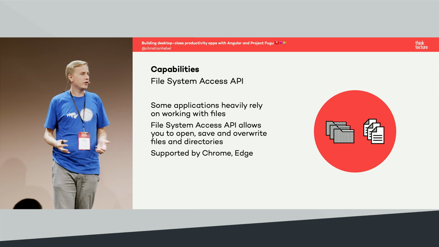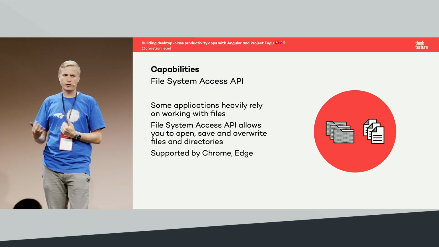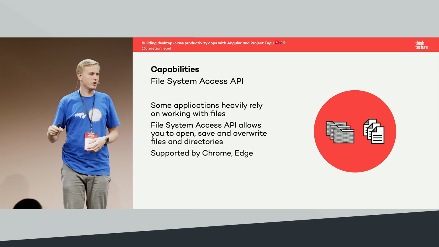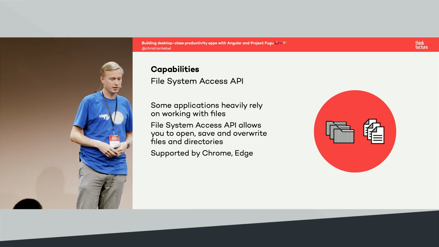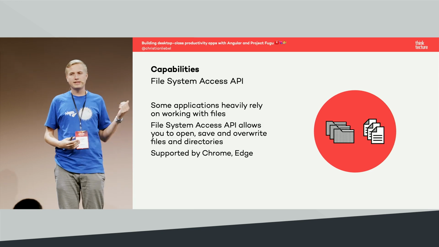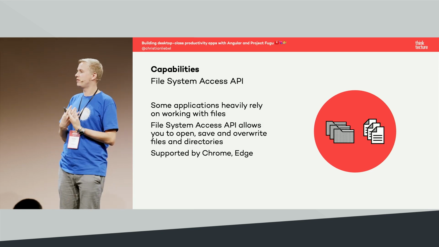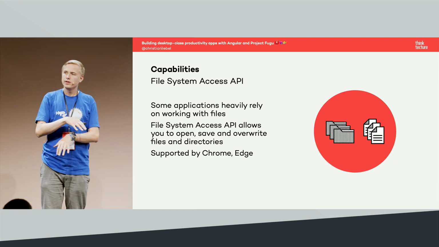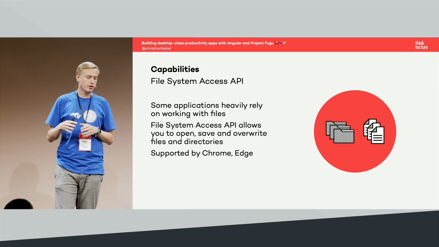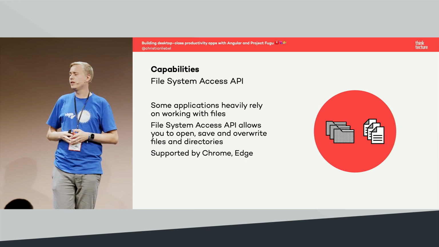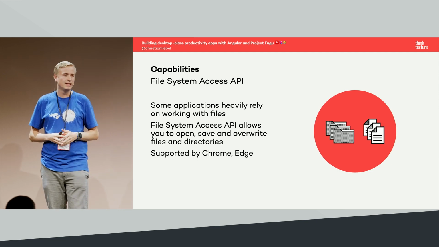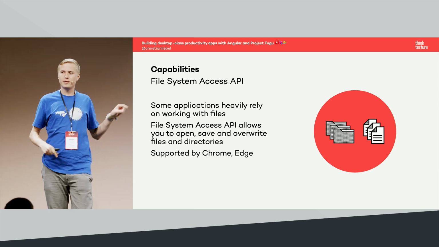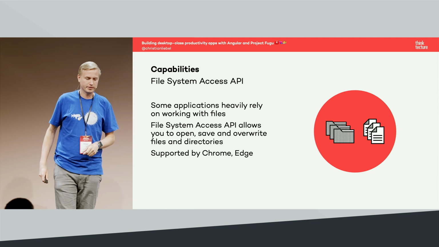So many applications use this traditional file-based workflow, right? You open a file, you change it, you save it back. You double-click it in the browser, and it opens again in your application. That's the idea. And the File System Access API allows us to do exactly this, to open files, save them, overwrite them, and even open directories and change their contents. It's currently only supported by Chromium-based browsers since version 86, and that's already like 3 years old, so for the last 3 years we already have this API here.